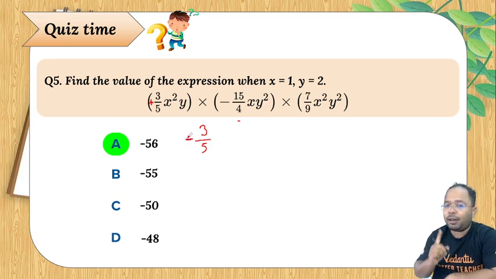So once again, very important, as I said, first of all we have to look for the sign. That is where we make the mistake. One positive is there, one negative is there. Nothing means positive. So positive into negative gives a negative, and then the negative gets multiplied with a positive. It gives a negative only. So finally we get a negative sign. Okay, next comes our constants. So 3 by 5 into 15 by 4 into 7 by 9.